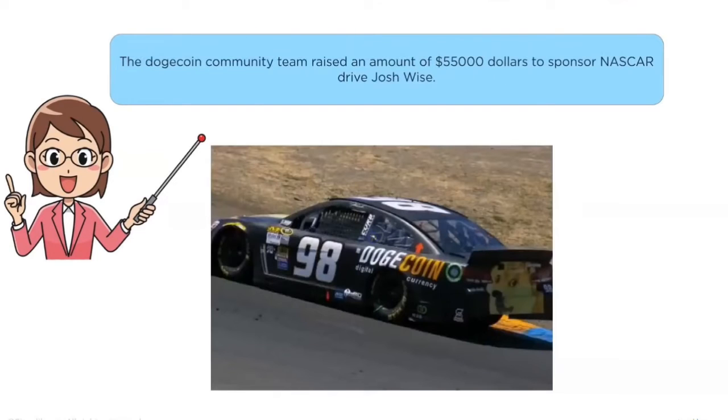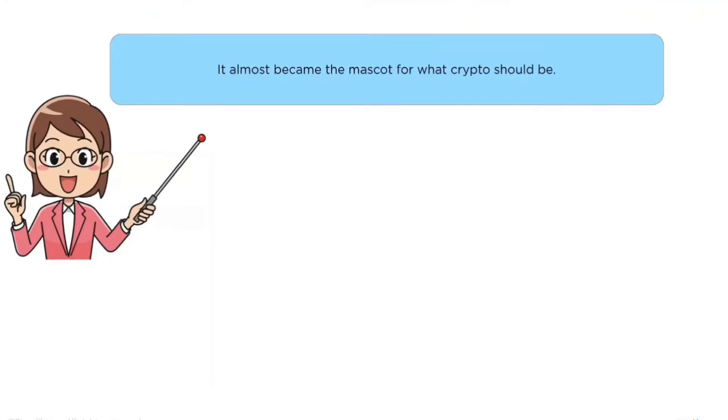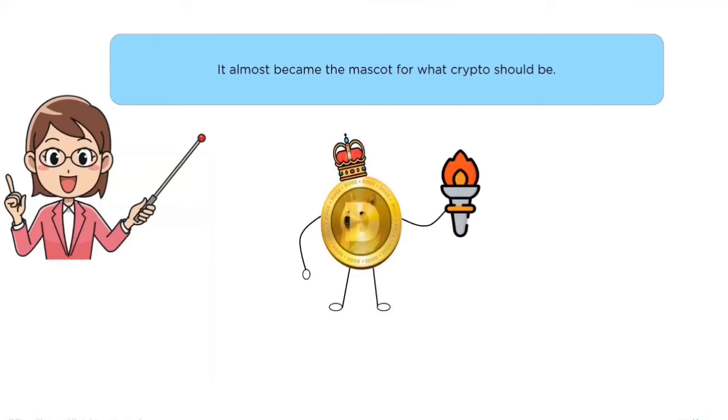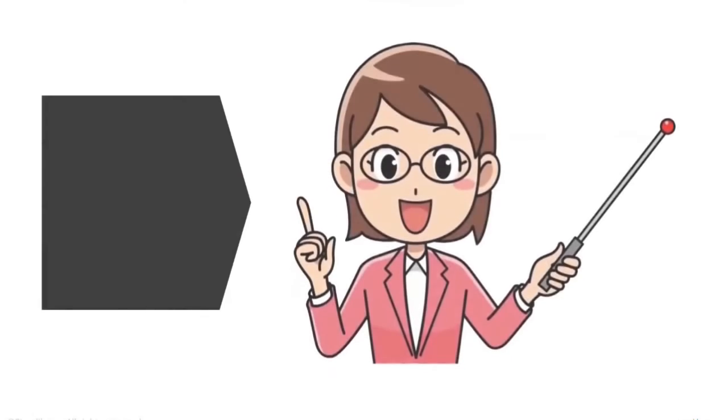It also started doing charity work to introduce and promote themselves in the real world. For example, once they raised a fund of $55,000 for a NASCAR driver, Josh Weiss, and in return, he printed the logo and 98 Dogecoin over his race car. Eventually, it almost became the mascot for what crypto should be. Let's have a look at who uses Dogecoin.